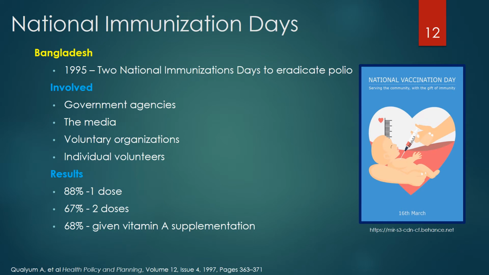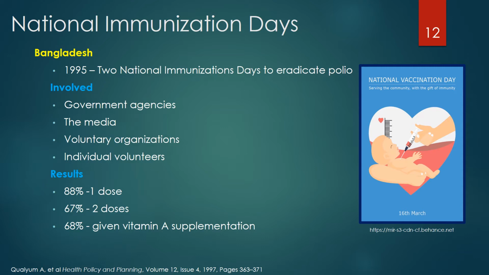In 1995, Bangladesh held 2 national immunization days as part of the country's goal to eradicate poliomyelitis. This program brought together government agencies, the media, voluntary organizations, and individual volunteers in a concentrated effort to immunize as many children as possible in Bangladesh. As a result, 88% of children under 5 years received at least 1 dose of oral polio vaccine, OPV.